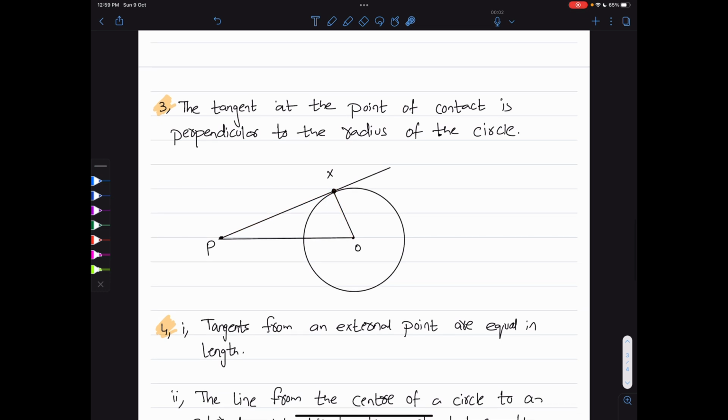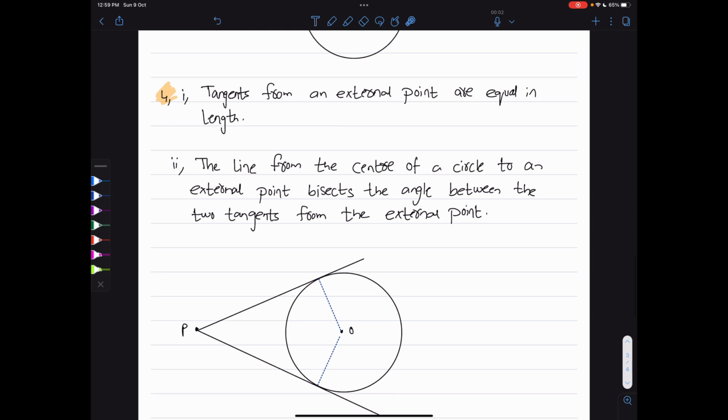Now, if I extend this property further, from a single point you can draw two tangent lines, right? The tangent lines are going to touch the circle at two different points. Let me call this point M and this point N. The property says that if you draw tangents from an external point to a circle, those tangents are going to be equal in length. So over here PM is going to be equal to PN, because they are tangents from the same external point.